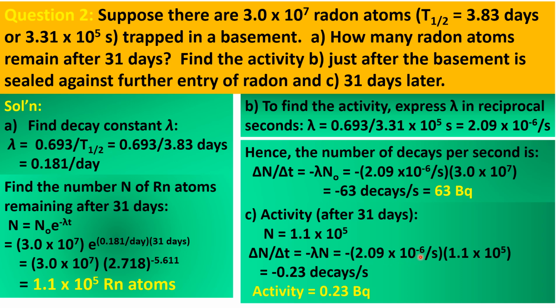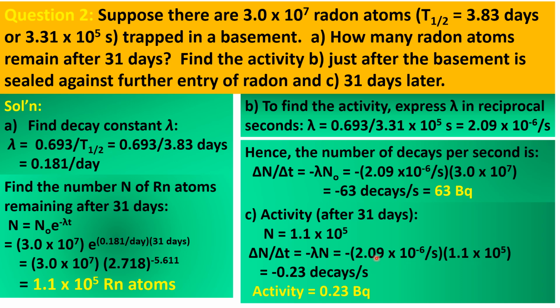The decay constant is expressed in reciprocal second, because this number of nuclei is understood to be the number of nuclei remaining after 31 days. As you will notice in our computation in letter A, when we computed capital N, that is the number of nuclei of radon remaining after 31 days.